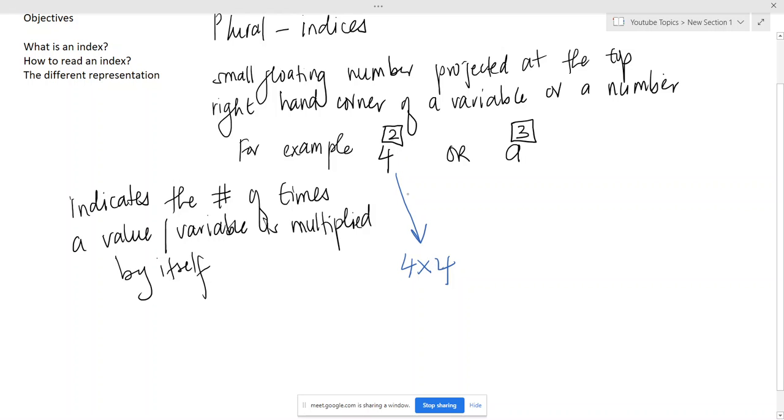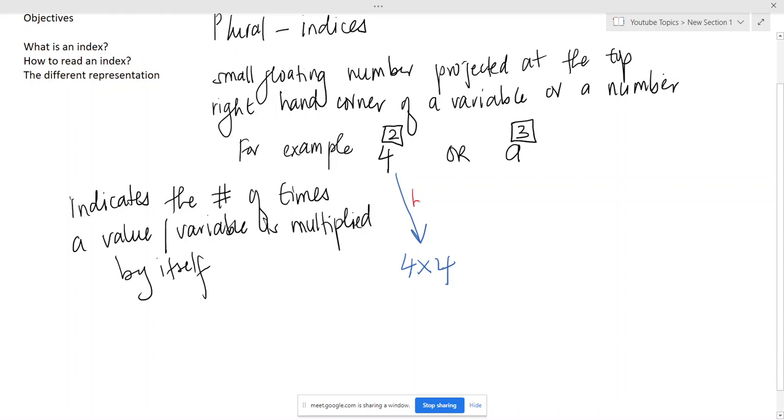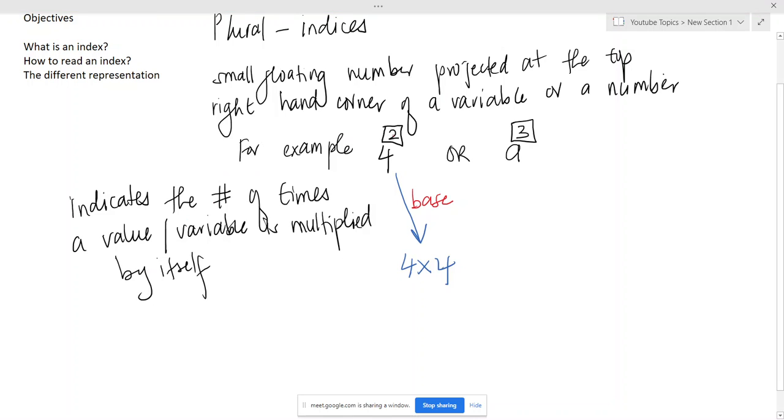All right, and 4 is known as the base. This is the base. All right, that's the value being multiplied, but the exponent indicates the number of times you multiply the base. All right, another word for index, you might say power or exponent. All right, so another word for index might be power or exponent. So if you see power or exponent, still talking about the index. I don't know any other names for the base except base.